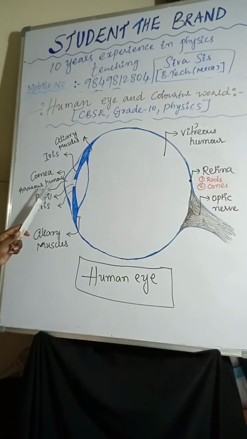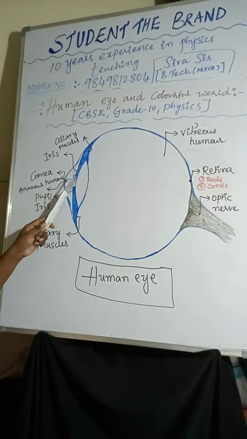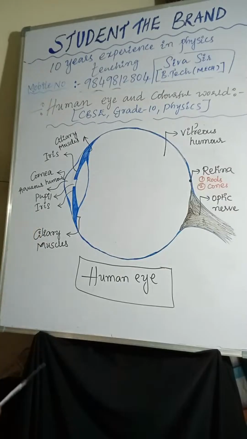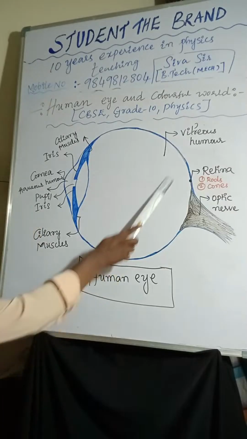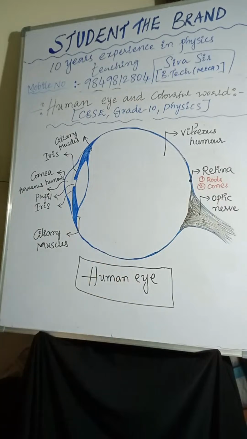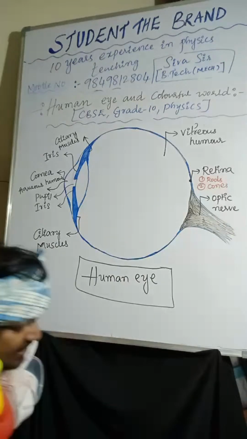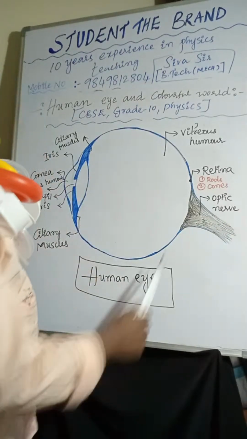So that is about the pupil. Aqueous humor is a jelly type liquid present between the cornea and the eye lens. And this entire portion is filled by the vitreous humor, which gives sufficient force and pressure to maintain that shape.